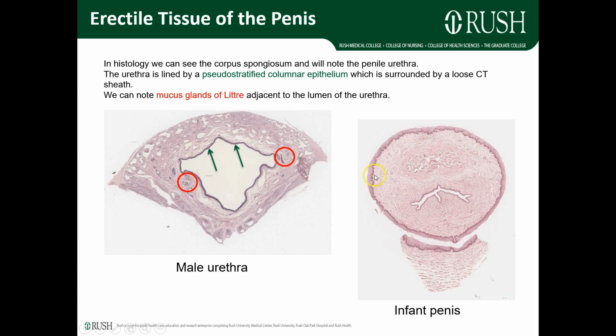This is a section that you're going to be seeing which is less developed because it's an infant penis, but nonetheless, you can see the urethra here. You can also see the spongiosum as well as cavernosum here, 1 and 2.